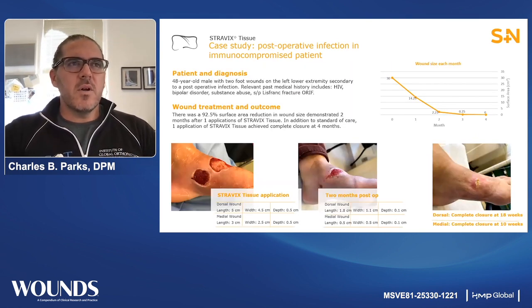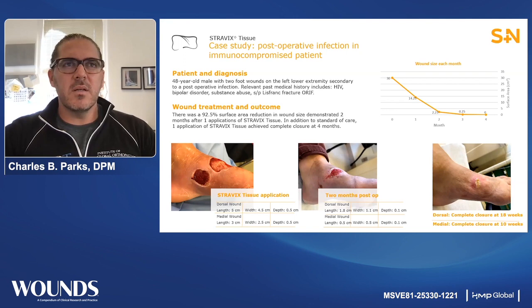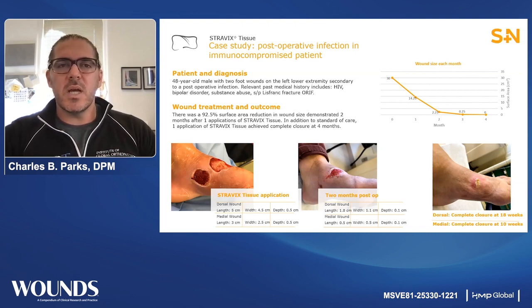So again, he was a 48-year-old male with HIV and polysubstance abuse who had an infected Lisfranc fixation. There was a 92% reduction in surface size in both of the wounds after just 1 month, after 4 weeks of the STRAVIX application, and complete closure of both wounds within 4 months. You actually had the medial wound close in 10 weeks.